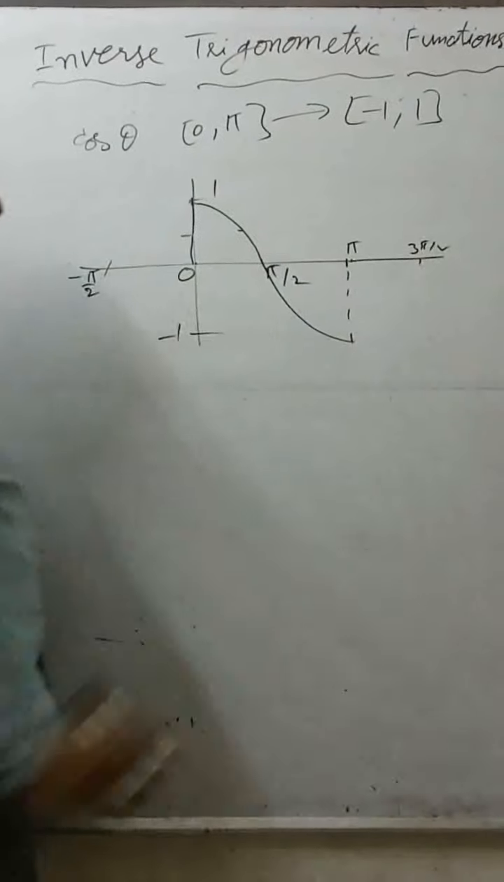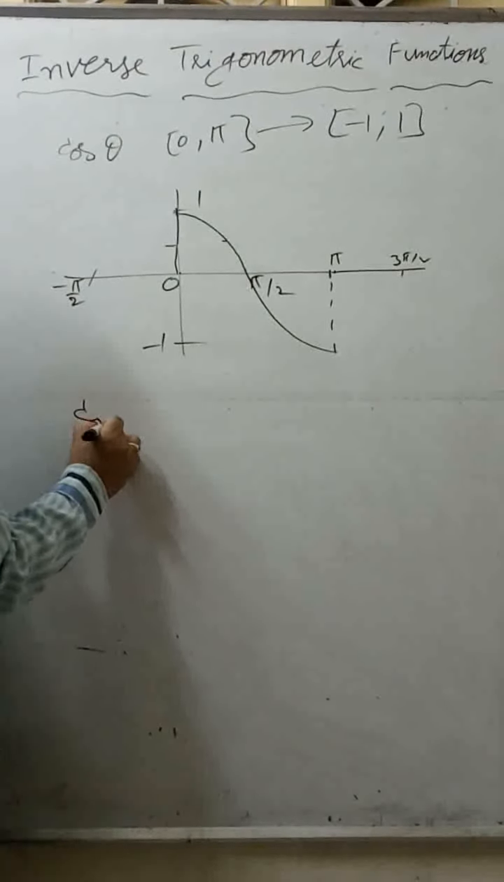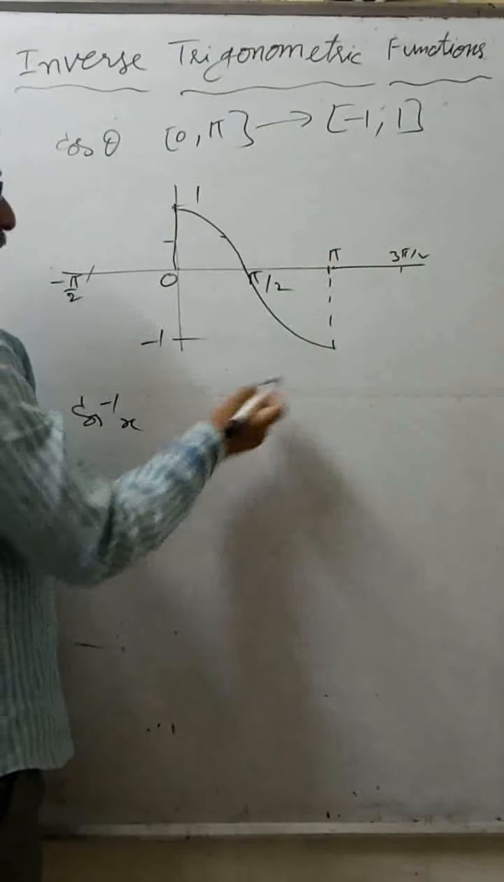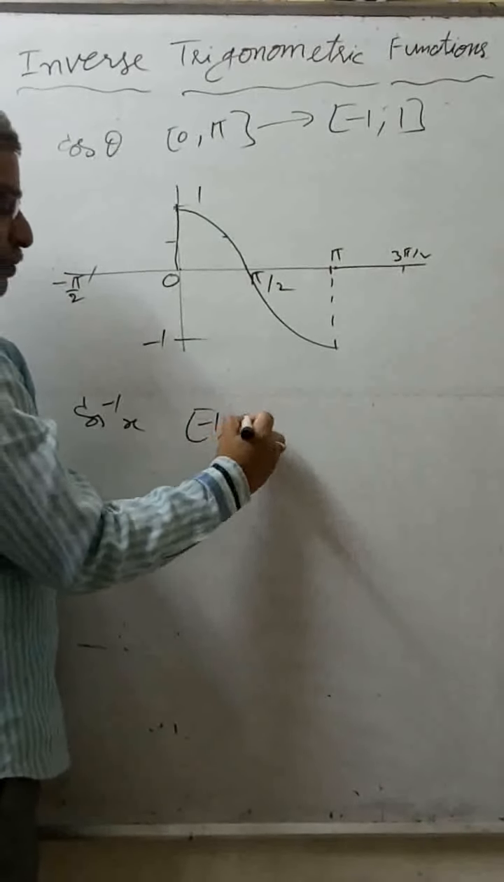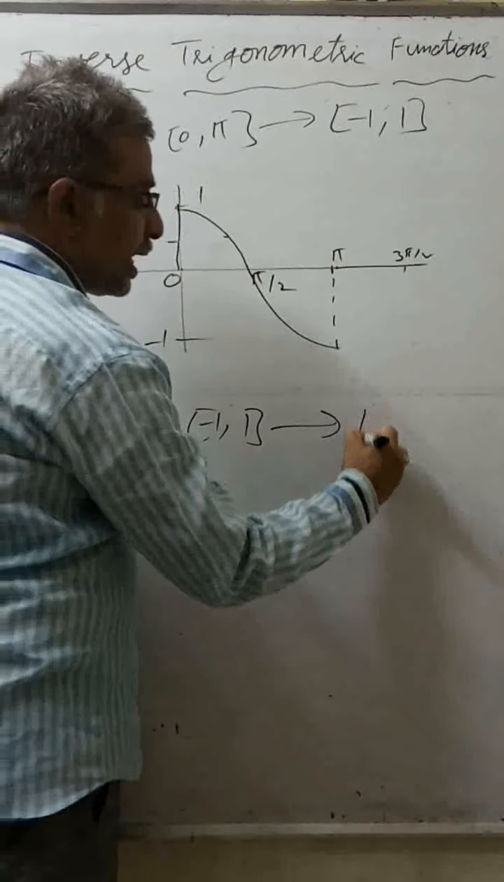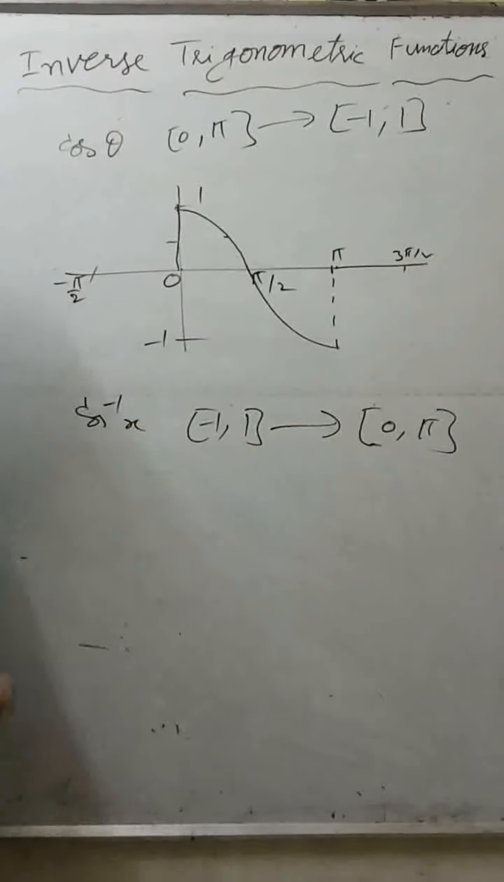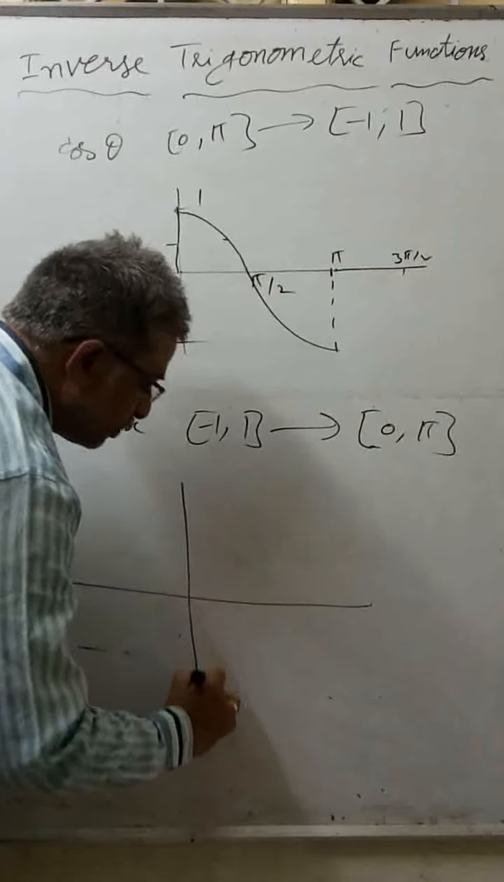Now it is one-one and onto in between these two limits. So the inverse, cos inverse x, or cos inverse of theta. Now the domain becomes range, range becomes domain. So the domain of cos inverse x is minus 1 to 1 and the range becomes 0 to pi, obviously. So if you draw the graph of cos inverse, how should it be?